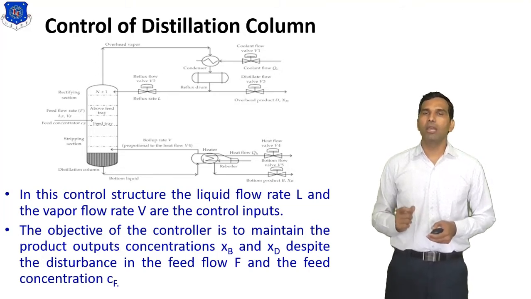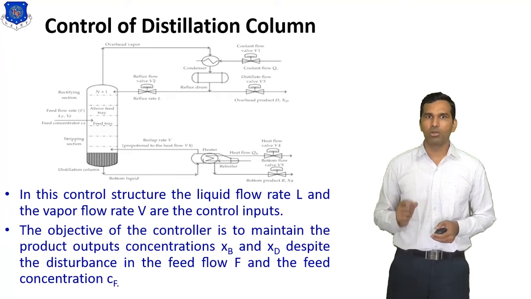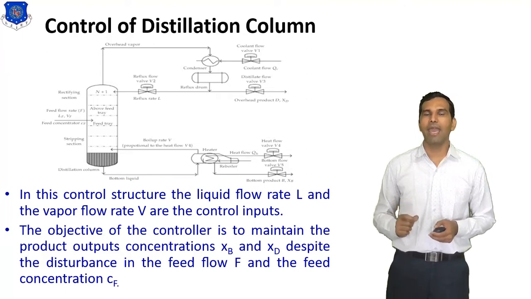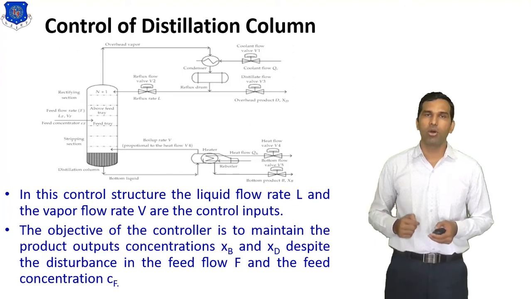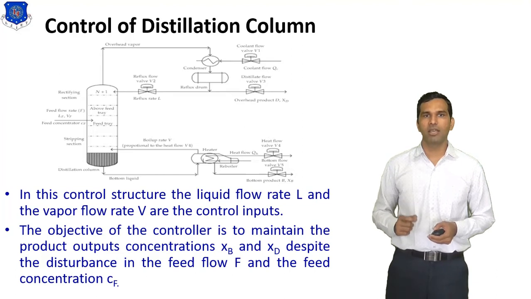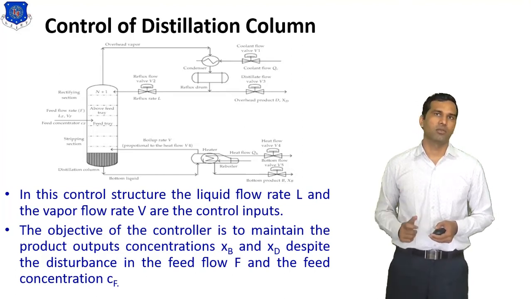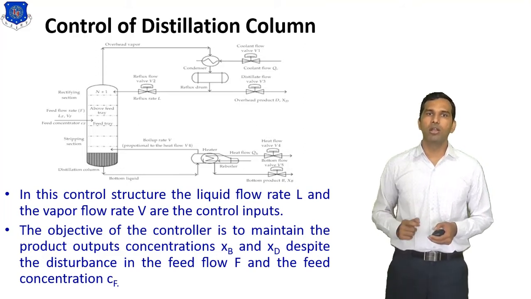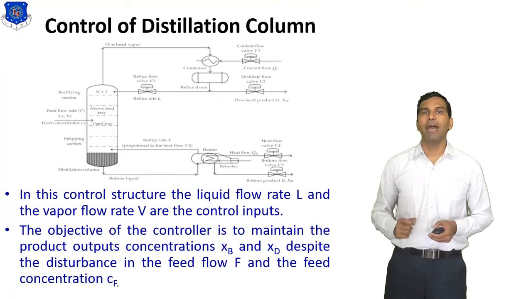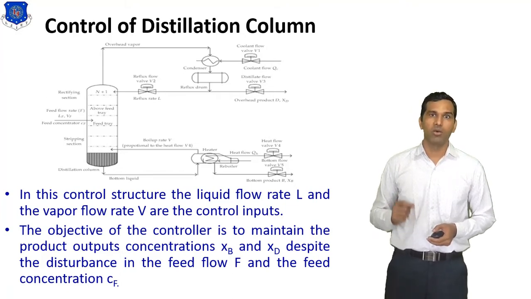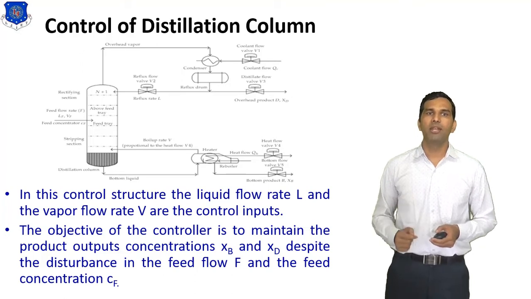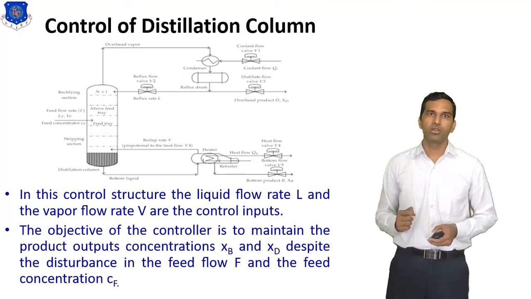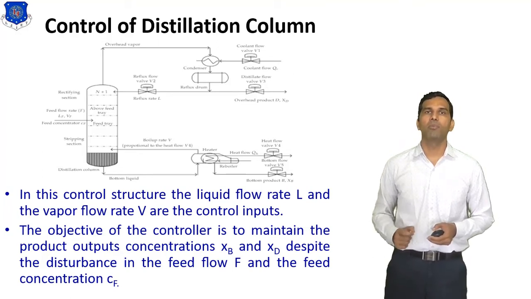The objective of control is to maintain the product output concentrations XB and XD, that is the bottom product concentration and the distillation product concentration, despite disturbances in the feed flow and the feed concentration. So our aim is to control the concentrations XB and XD, the bottom concentration and the distillate concentration, despite disturbances in the input feed flow and the feed concentration, known as CF. This is our aim in controlling the distillation column.